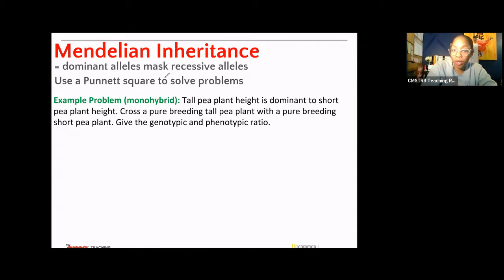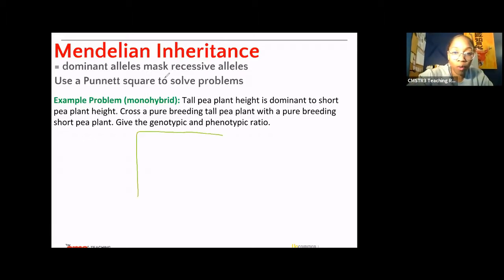In our example problem, it says we have a tall pea plant that is dominant to short pea plant in terms of height. It wants you to cross a pure breeding tall pea plant with a pure breeding short pea plant and give the genotypic and phenotypic ratio. It's a bunch of words to say that you have a tall plant and a short plant, and what do their babies look like. So if I'm making a Punnett square, I'm going to draw a 4x4 box.